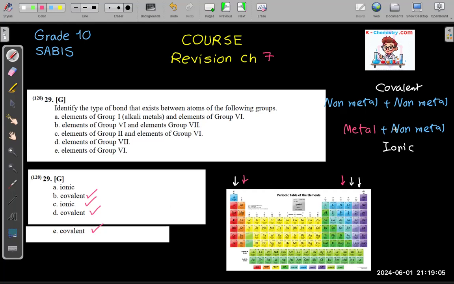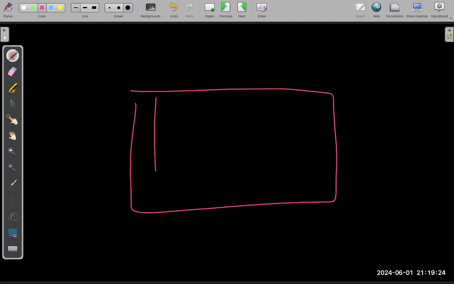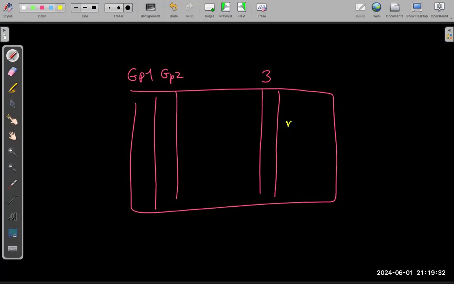Again, if one is metal and one is non-metal, it's ionic. Let's see, A is group 1 and group 6. How did you know it's metals? I can tell you again. Metals are group 1, group 2 and group 3. The rest are all non-metals: 4, 5, 6, 7, 8 are all non-metals. Groups 1, 2 and 3 are all metals.